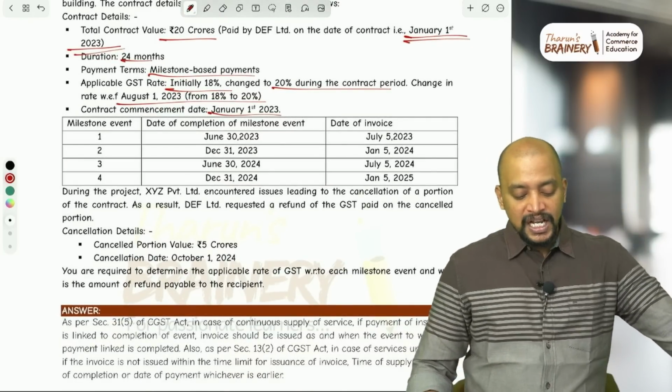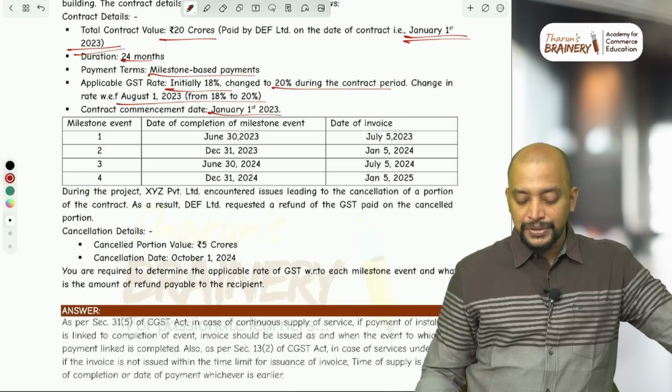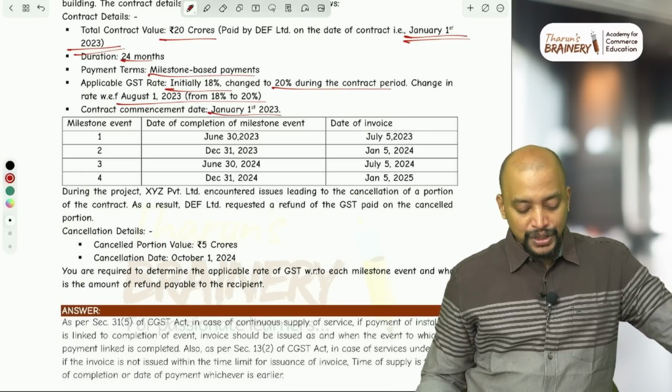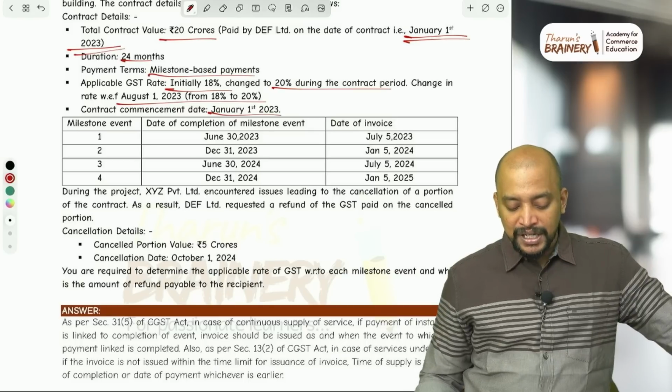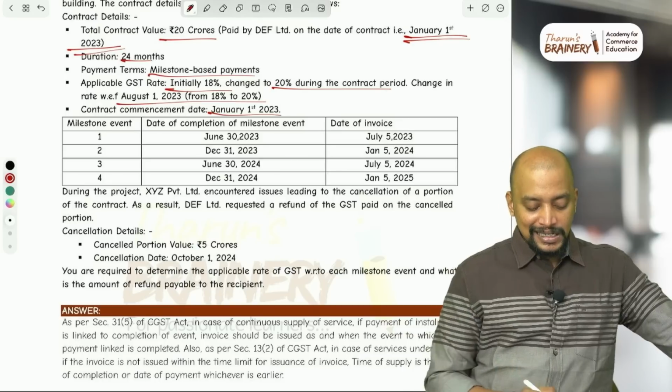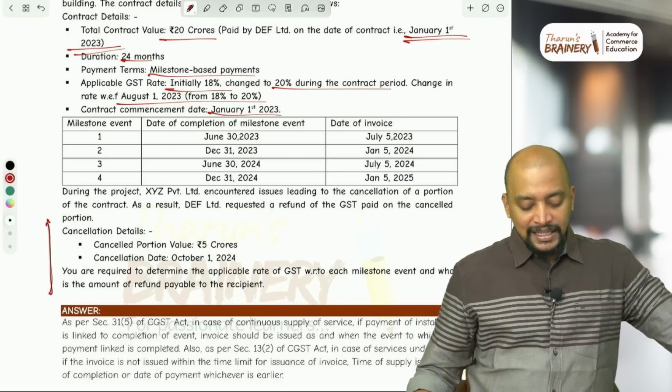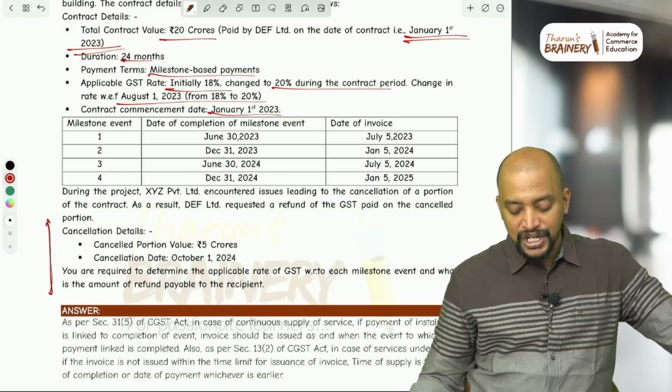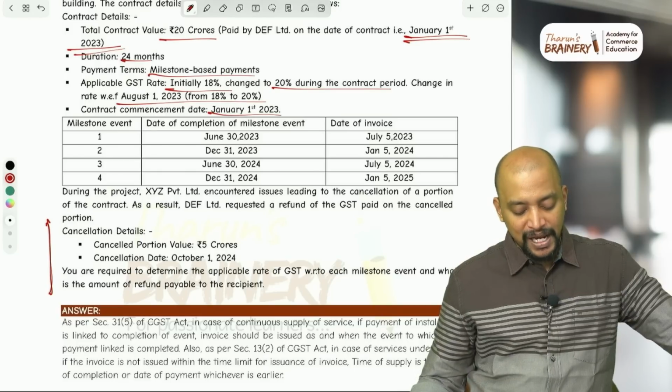During the project, XYZ Private Limited encountered issues leading to cancellation of a portion of the contract. As a result, DF Limited requested a refund of GST paid on the cancelled portion. Cancellation details are also given. You are required to determine the applicable rate of GST with respect to each milestone event and the amount of refund payable to the recipient.